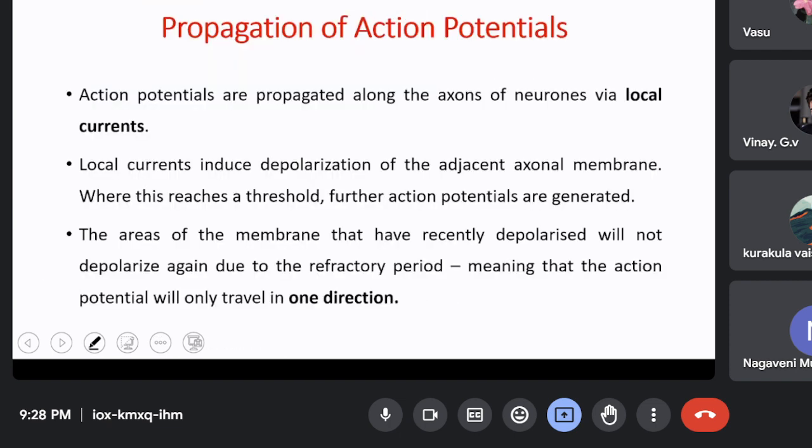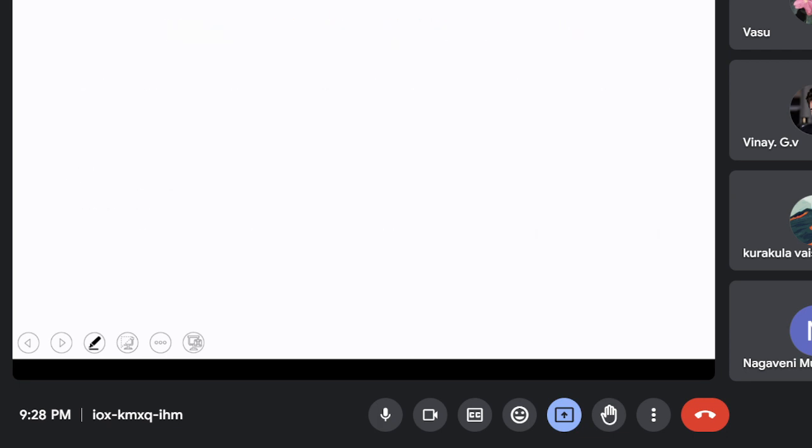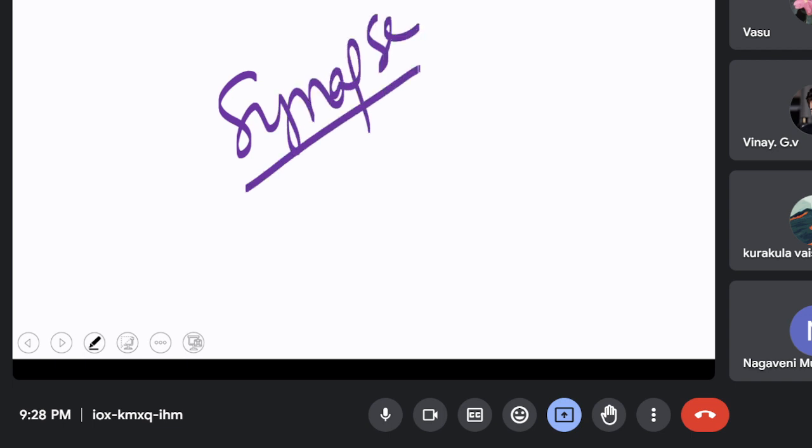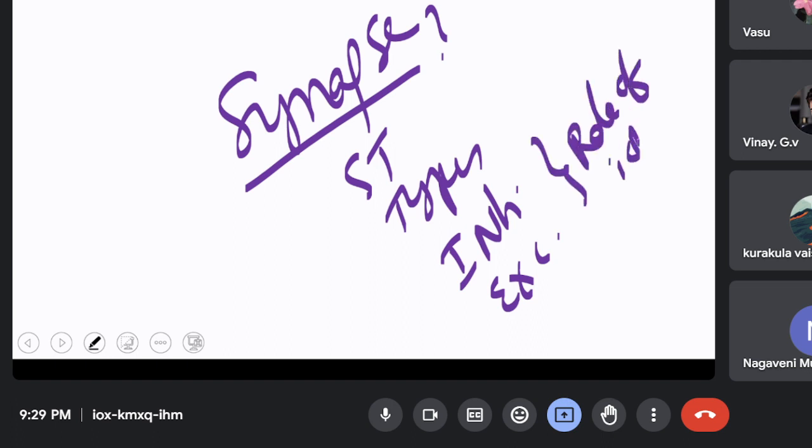This is all I have explained to you. In the next class, we will discuss synapse and synaptic transmission. What is a synapse? What is synaptic transmission? Types of synaptic transmission, synaptic inhibition and synaptic excitation, and the role of different ions in this particular aspect in tomorrow's class. Okay, any doubts you can ask me, otherwise we'll close for today.